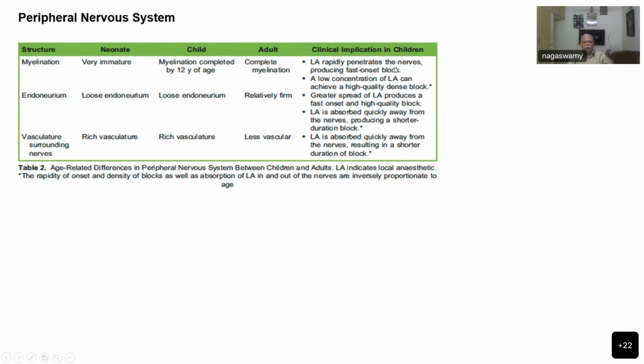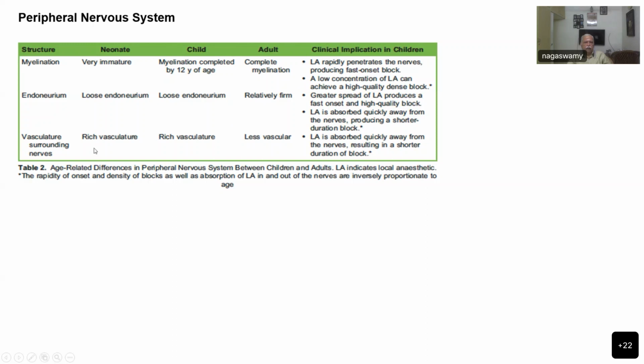And LA rapidly penetrates the nerves, producing a fast onset block. So even a low LA concentration can achieve a high quality dense block. Even if the concentration is low, you get a block very well. So faster onset and a lower concentration are because of the lack of myelination. And the endoneurium is loose, whereas it is relatively firm in adults. So this is allowing the greater spread of the local anesthetic.